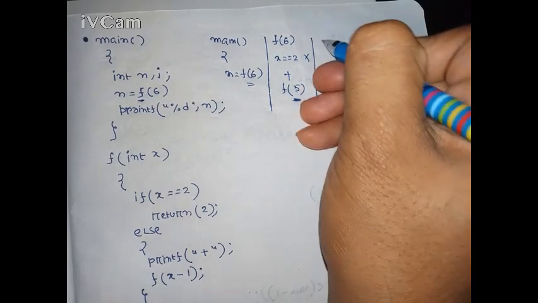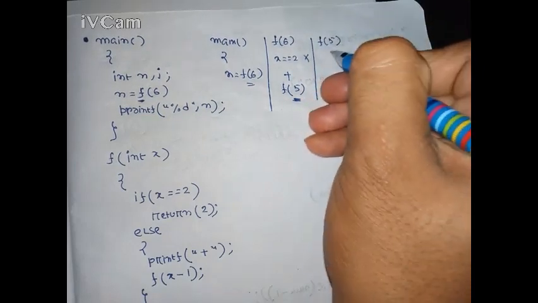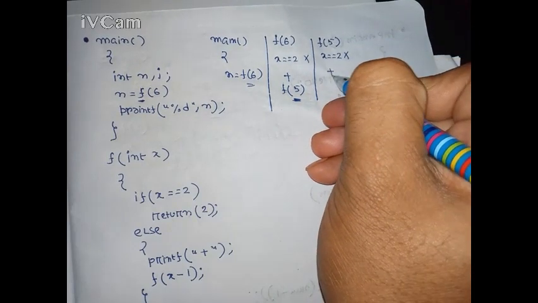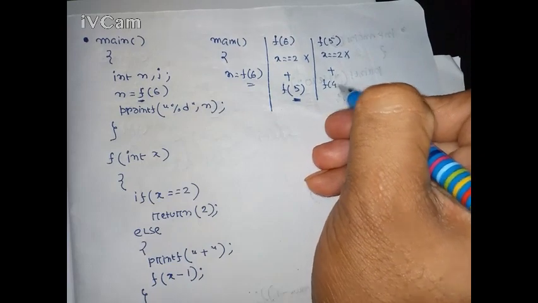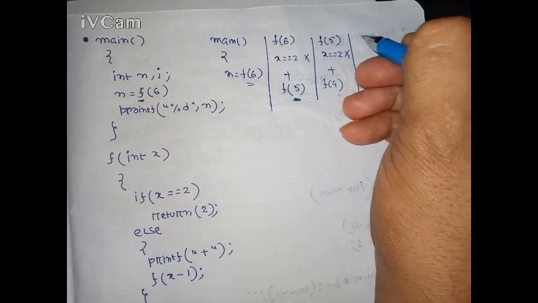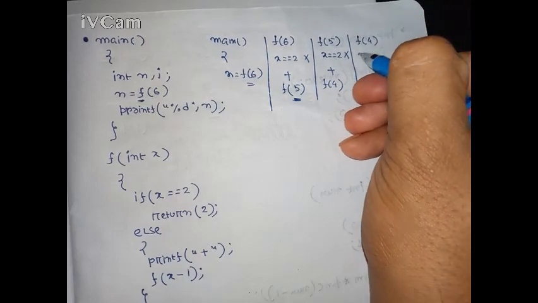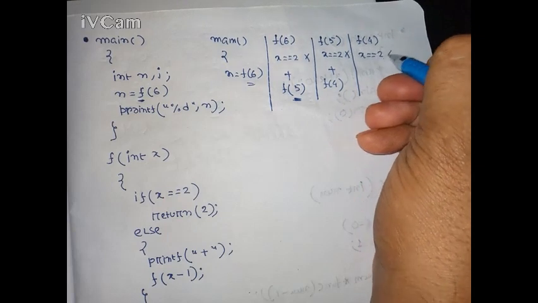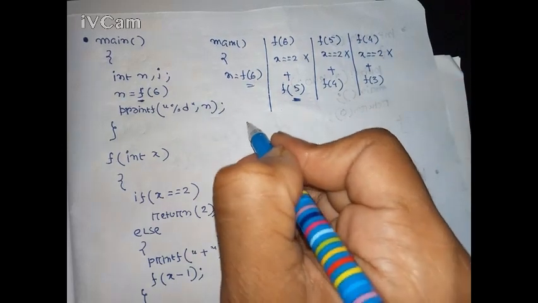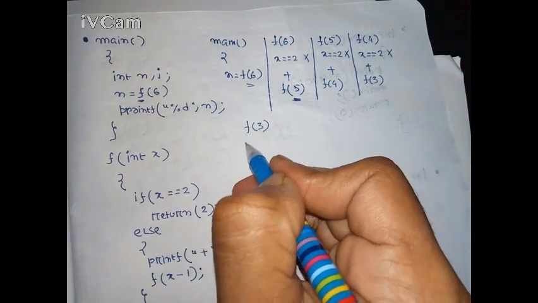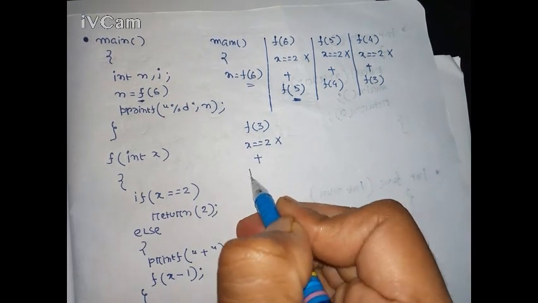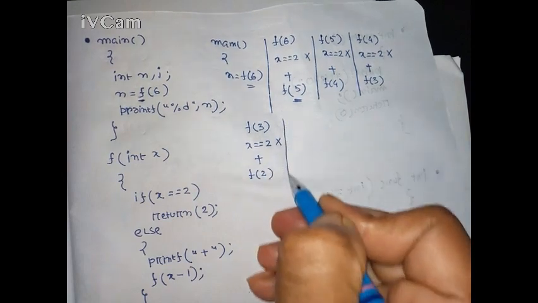We don't know the value of f(5), so f(5) will be called again. It will check x equal to 2, the answer is no. So in the else part it will print plus, and finally it will call f(4), that means x minus 1. So it will call the f(4) function again. It checks x equal to 2, no, it will print plus, and finally x minus 1, that is 3. So again f(3) is there, it will check x equal to 2, the answer is no. So it will first print plus, and finally it will call f(2), that is x minus 1.